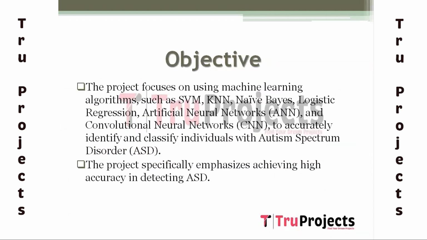Objective. The project aims to develop an effective method for the analysis and detection of autism spectrum disorder using machine learning techniques. This disease has been characterized by various symptoms such as difficulty in social interaction, repetitive behavior, and impaired communication skills. The project aims to investigate the potential of machine learning algorithms including SVM, KNN, naive Bayes, logistic regression, artificial neural network, and convolutional neural network, in accurately identifying and classifying the individuals with the disorder.